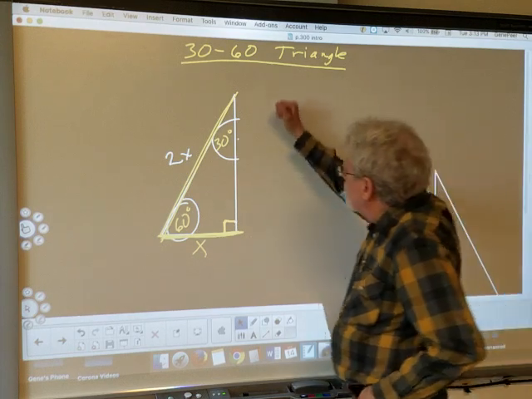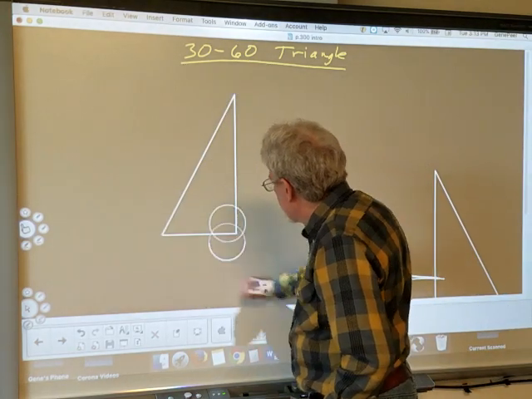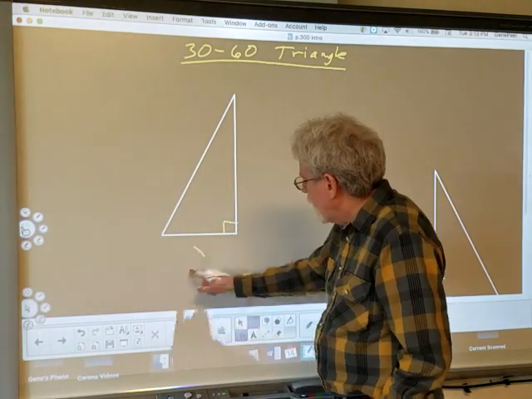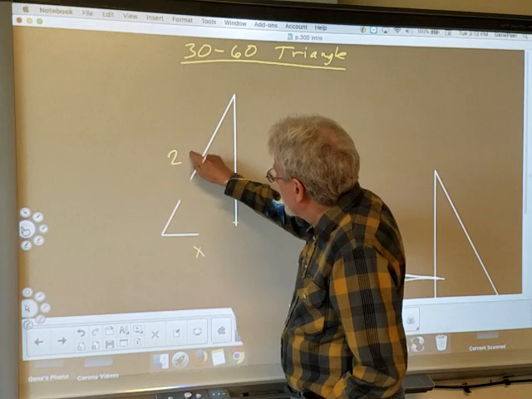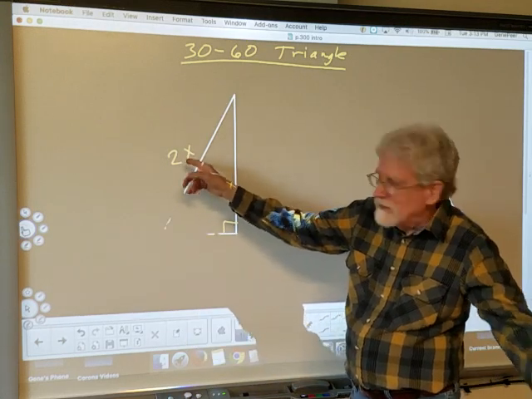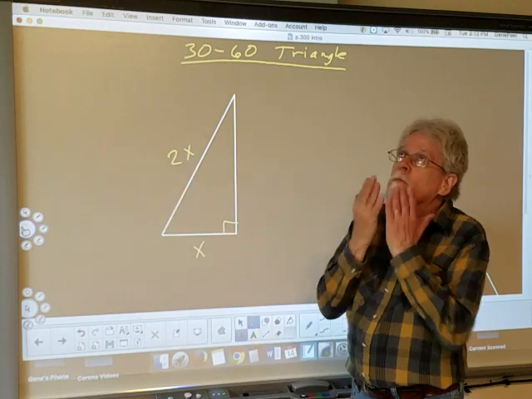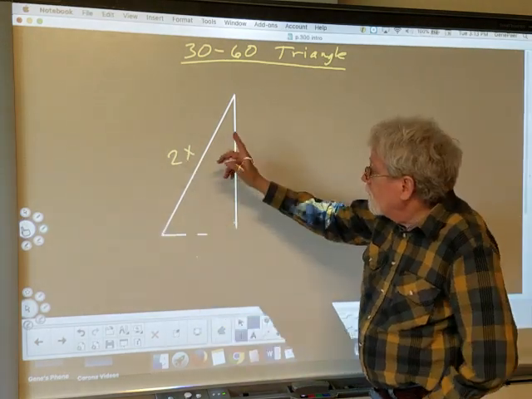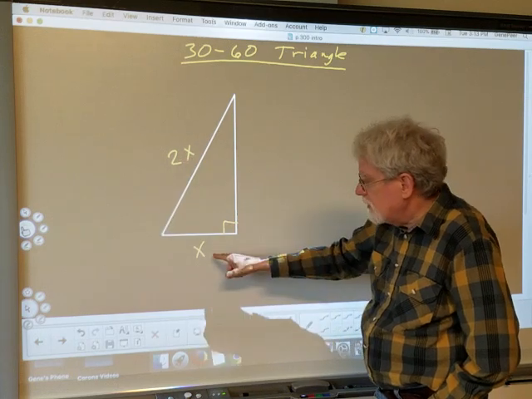Now I need to get rid of some of this stuff here. It's a little messy. All right, so we now know if this is x, then this is 2x. If this is 5, then this is 10. If that's 7, then this is, get out the calculator, 14. What if this is 20? Then this has to be 10.